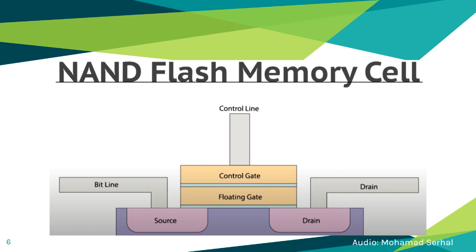As current travels through the control line into the transistor, electrons are pushed through the gap between the control gate and the floating gate. This represents a zero value for one bit. To change it, a voltage of the opposite polarity is then fed into the control gate, drawing the charge from the floating gate and thus changing the bit's value to 1.